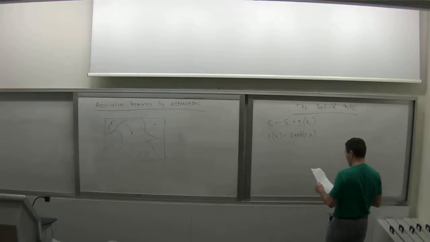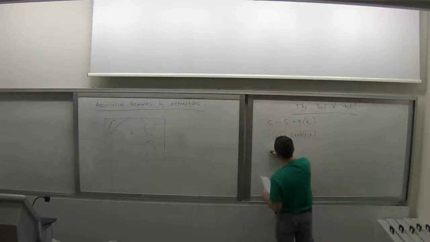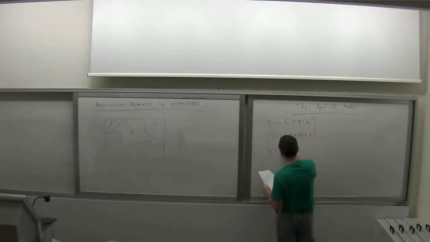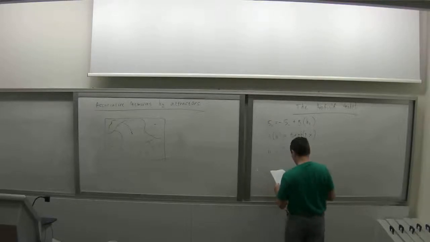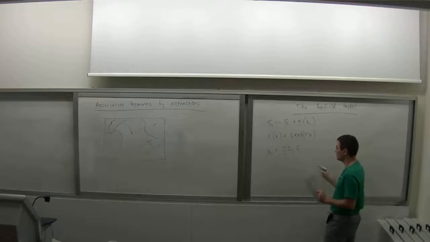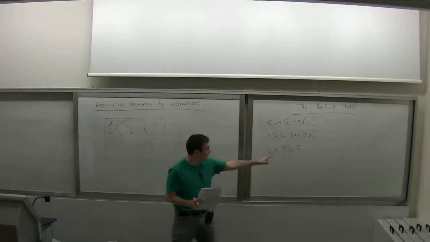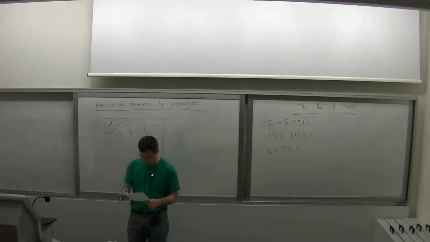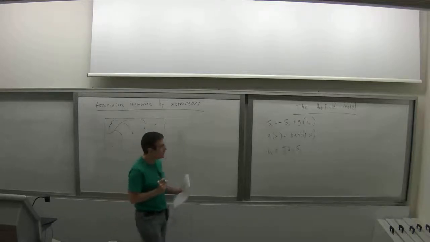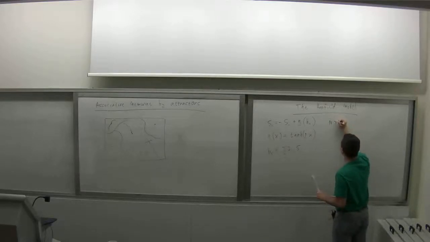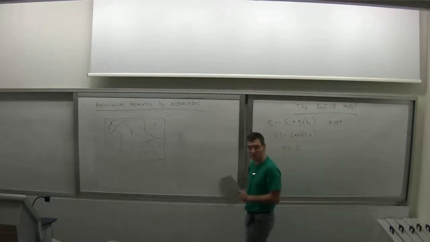The input to the neuron, h_i, would be equal to the sum over j of J_ij S_j, the sum of the activity of all neurons in the network weighted by the synaptic connectivity strength. And we'll make another assumption that we will consider very large networks.